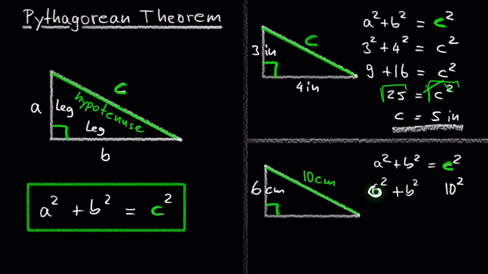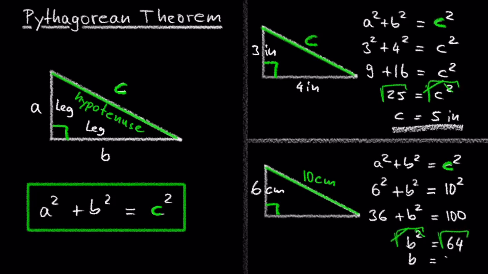or a squared plus 6 squared on the left-hand side. 6 squared is 36. And 10 squared is 100. The next step is to isolate the b squared by subtracting 36 from both sides of the equation. So we get b squared equals 64. And after taking the square root of both sides, we get b equals 8. So the side b has a length of 8 centimeters.